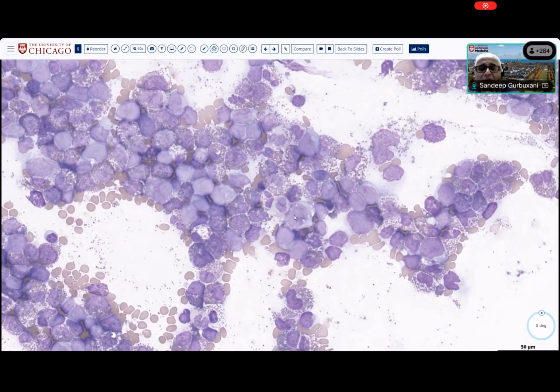And does anybody else want to comment on this cell? Maybe not Kriti, but somebody else. Zahid, do you want to comment on this cell? It looks like a monocyte or a cell in the monocytic lineage. Maybe not entirely mature because the chromatin is fine. And here you do have another monocytic cell that's a little bit smaller. So maybe something in the monocytic lineage.